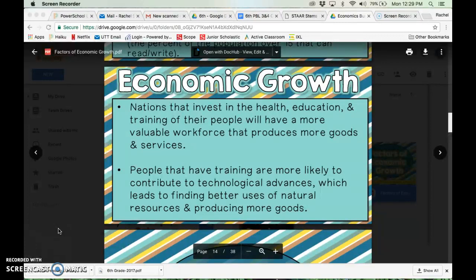People that have training are more likely to contribute to technological advances, which leads to finding better uses of natural resources and producing more goods. This all helps a country's economic growth because we know more, we're able to contribute more to the economy.